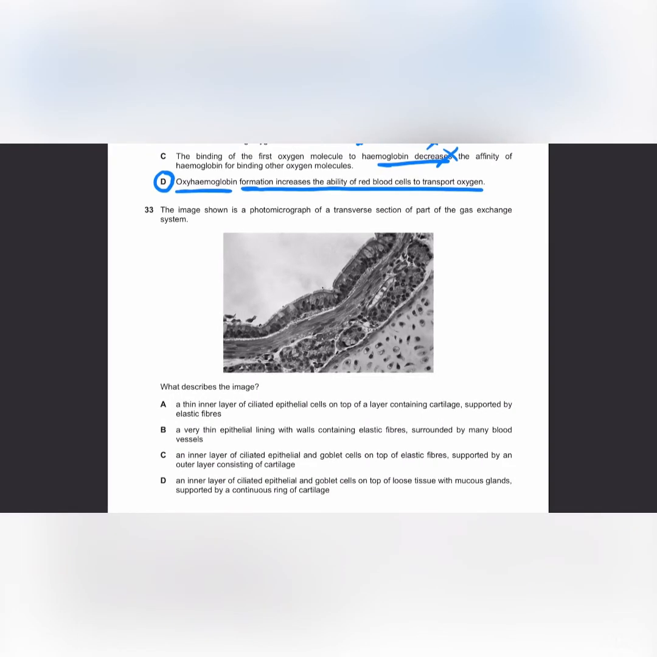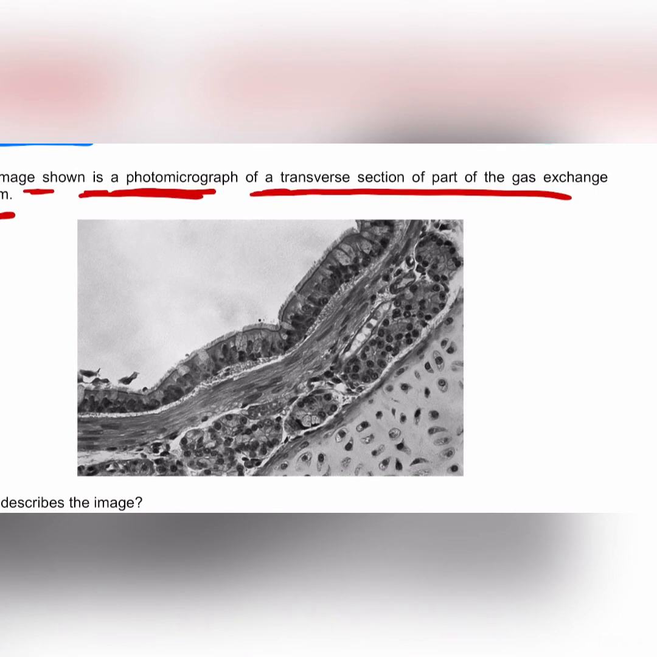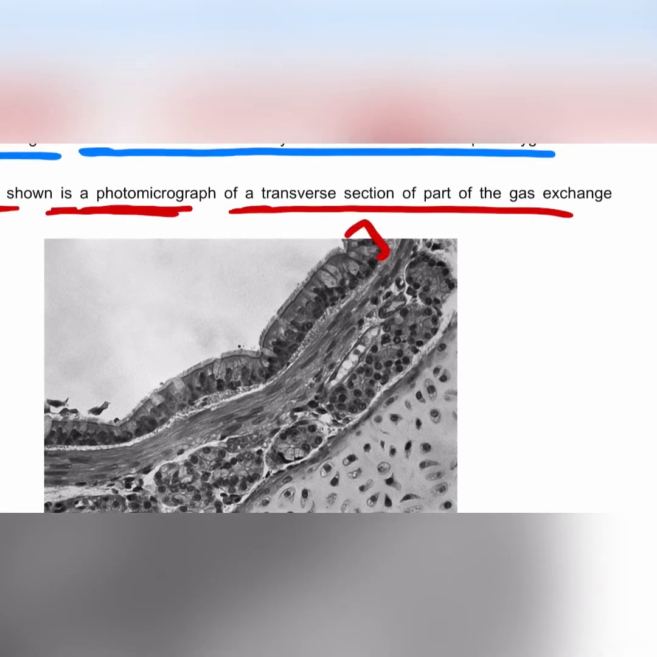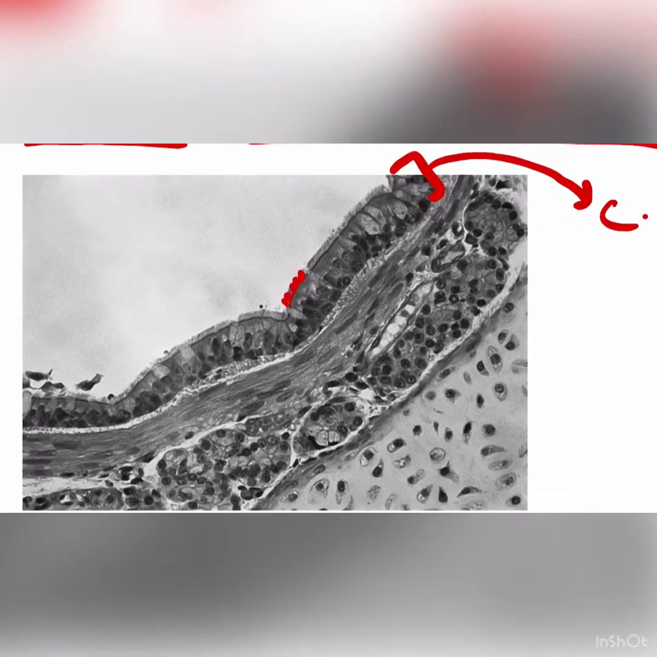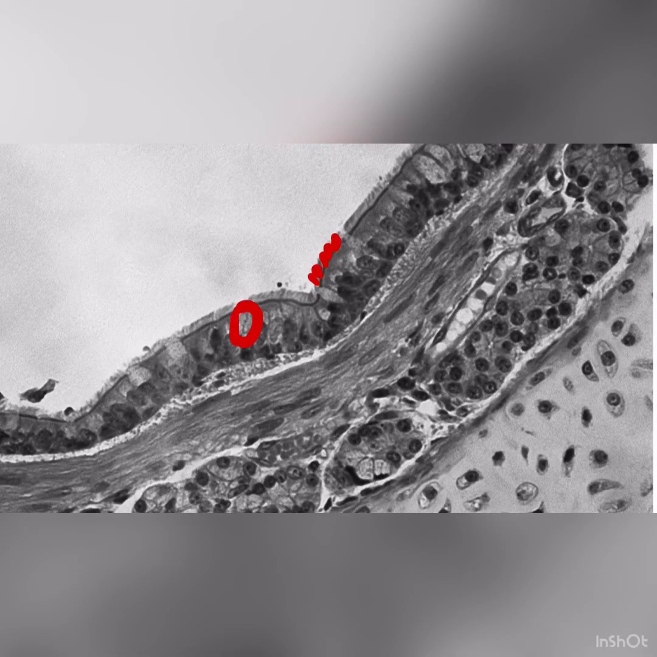MCQ number 33. The image shown is a photomicrograph. That is the picture taken from the light microscope of a transverse section of the part of the gas exchange system. What we can see is this is the ciliated epithelium, which contains the ciliated cells and the goblet cells, right? We can see this is the goblet cell.